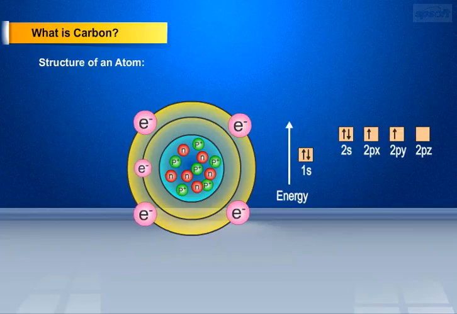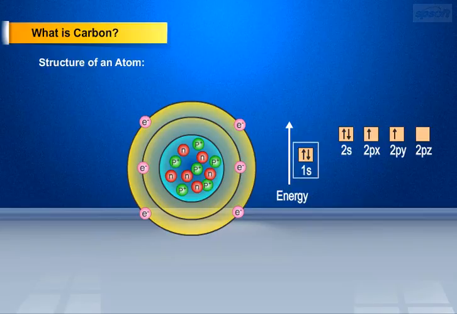The carbon atom has 6 electrons. 4 of the electrons are in its valence shell, that is, the outer shell. We can see circles representing the energy levels. We can see carbon has 6 electrons represented by arrows.